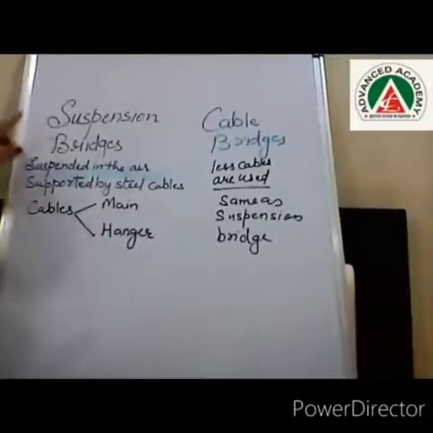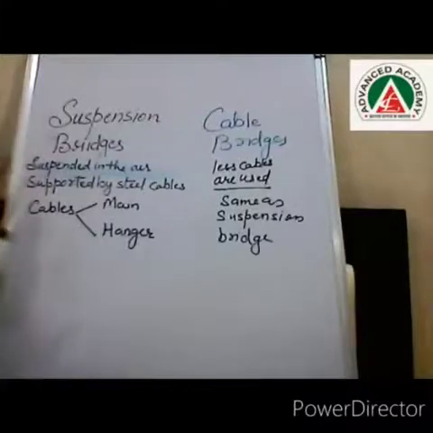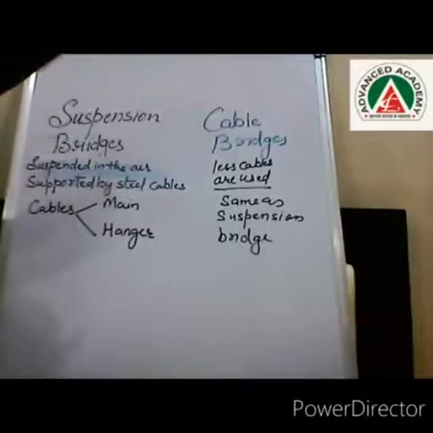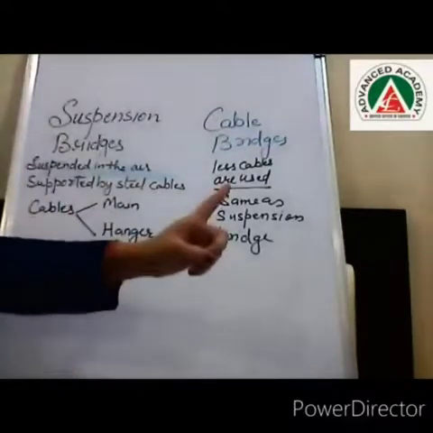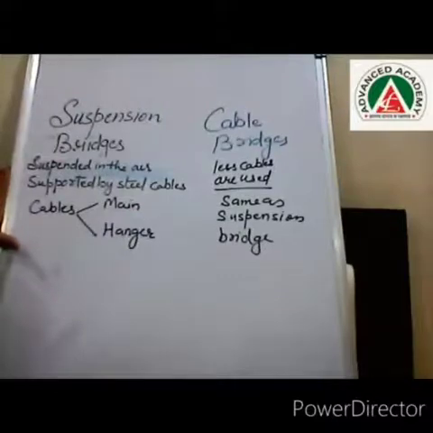Now our next bridge is the suspension bridge. A suspension bridge is suspended in the air and supported by steel cables hung from high towers on either side of the bridge. They are longer than any other types of bridges.